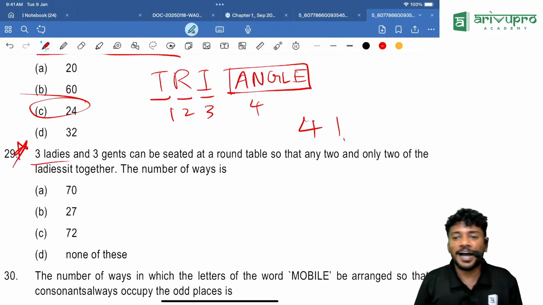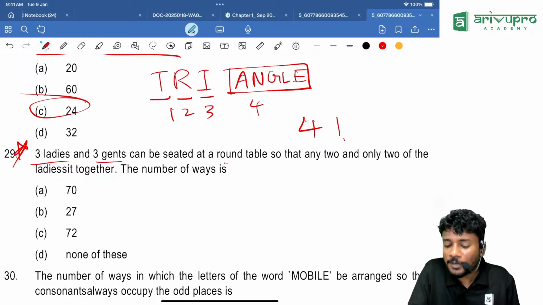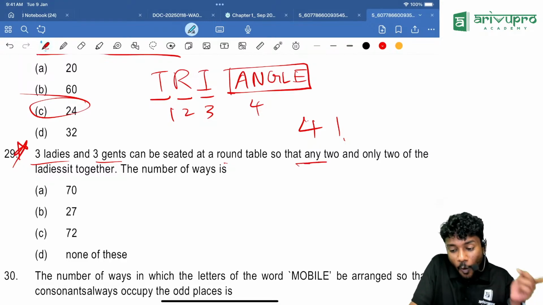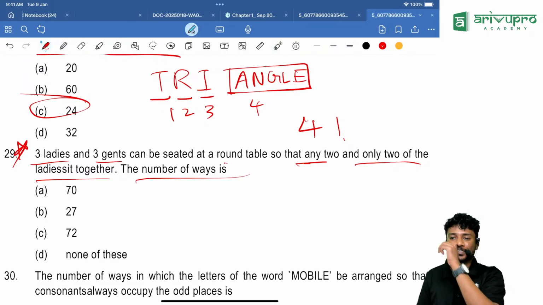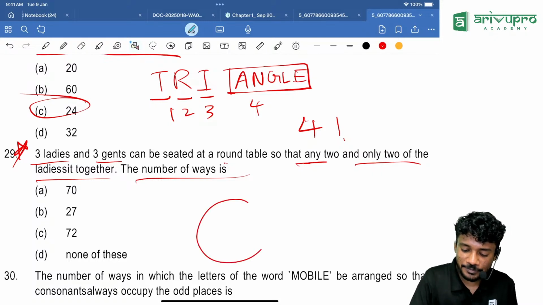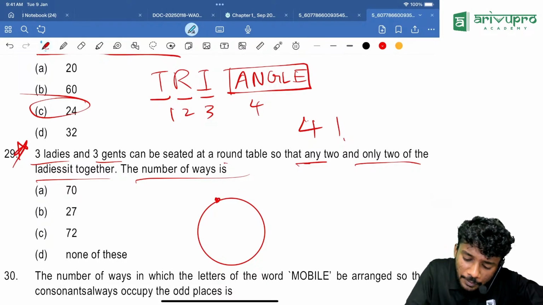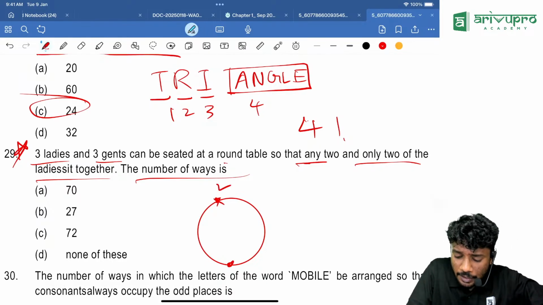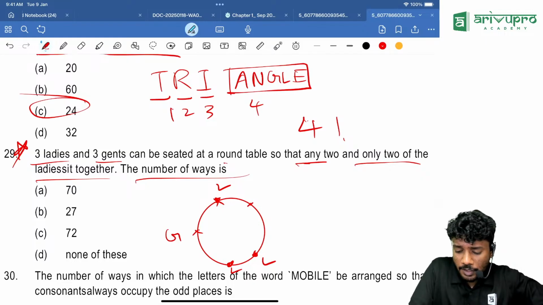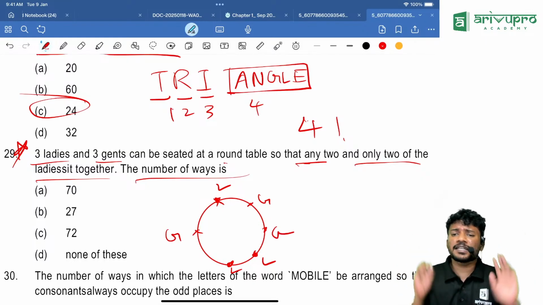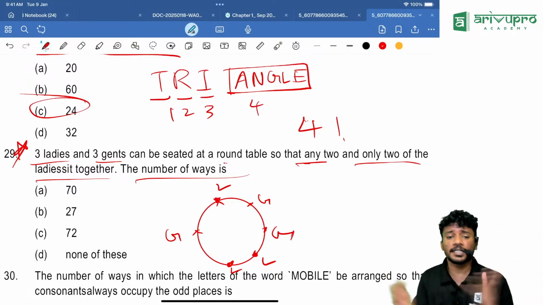Now, 3 gents. Another good question. 3 gents and 3 ladies can be seated at a round table so that any 2 and only 2 of the ladies sit together. The number of ways is how much? Very good question. Circular arrangement, right? Yes, they are sitting around a round table. For example, a lady is sitting here, then the other 2 ladies are sitting together. Then one gent, another gent, it doesn't matter. There is no condition for the men, so let them sit anywhere. It doesn't matter for us.